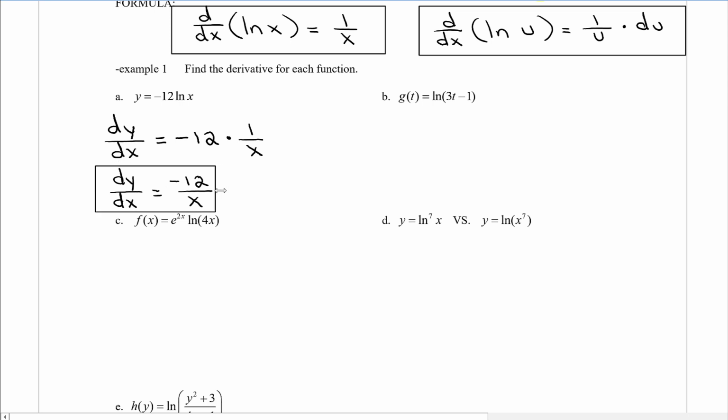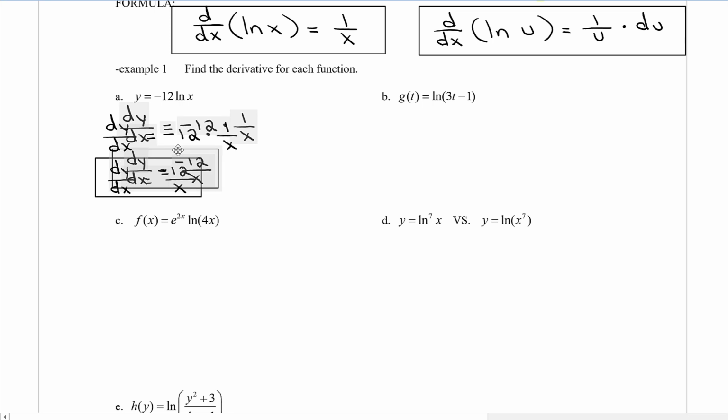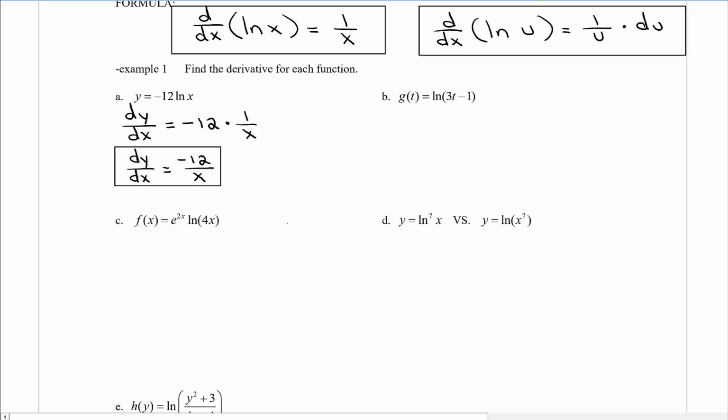Now I'm just going to go ahead and lasso the work I did here for example 1a, and I'm going to shrink it and make it a little smaller and move it upwards a little bit so it's not taking up too much space.